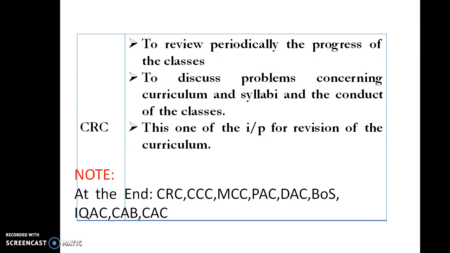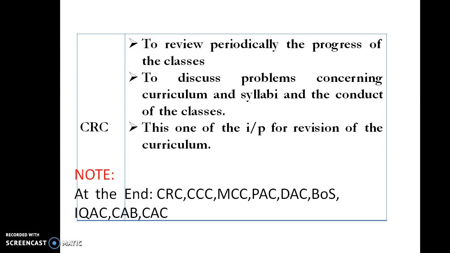So this is the beginning level. At the beginning, we conduct the first DAC meeting, then the PAC meeting, then MCC, then CCC level. But at the end, it is reverse. First the CRC or CCC, it doesn't matter, then the CCC gives the information to the MCC, then the MCC gives it to the PAC, then the DAC. If any changes are there, the DAC can go to the PAC and BOS members. After this, we have to give the report, then through CAB discussion, after the CAB discussion, we go for final approval by the College Academic Council. This is the process we follow.